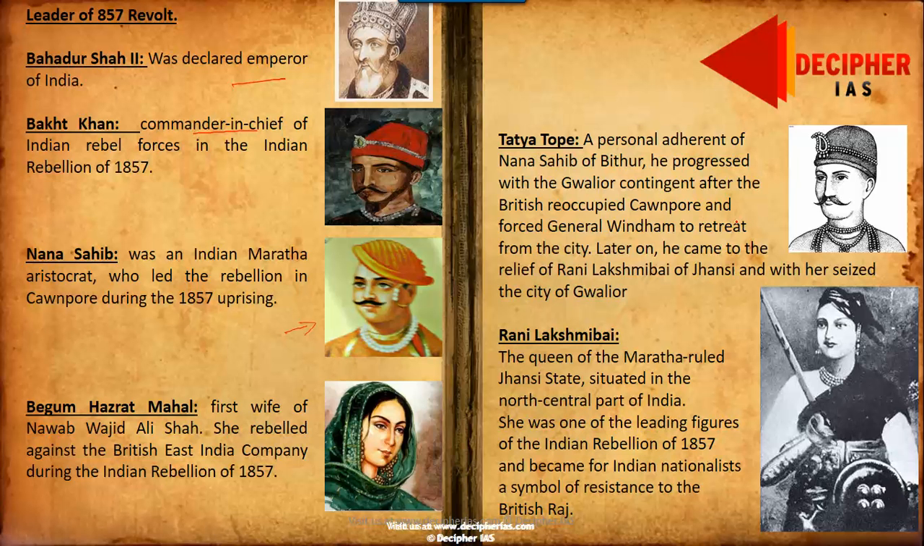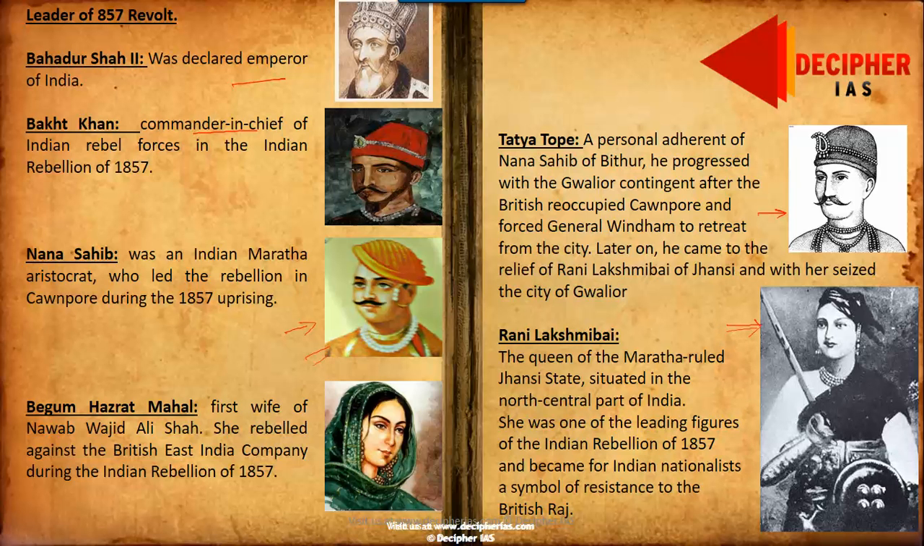Tatya Tope, the well-known figure who was hanged later in Shivpuri in Madhya Pradesh, was basically a personal adherent of Nana Sahib of Bithur, and an attendant to him. He progressed with the Gwalior contingent after the British reoccupied Kanpur, then retreated from Kanpur and forced General Windham to retreat from the city. Later on, he came to the relief of Rani Lakshmi Bai of Jhansi and helped her seize the city of Gwalior.